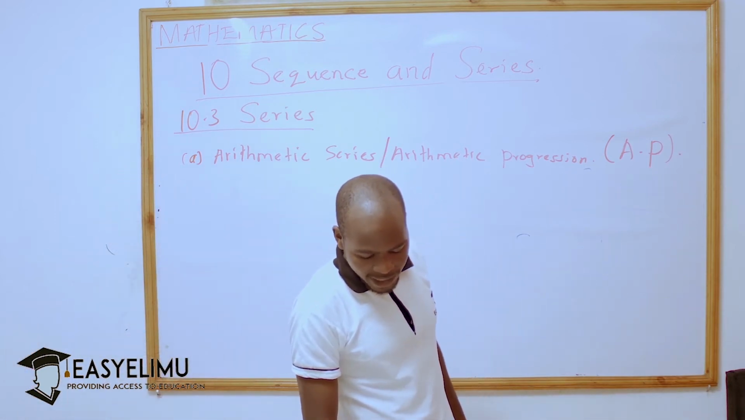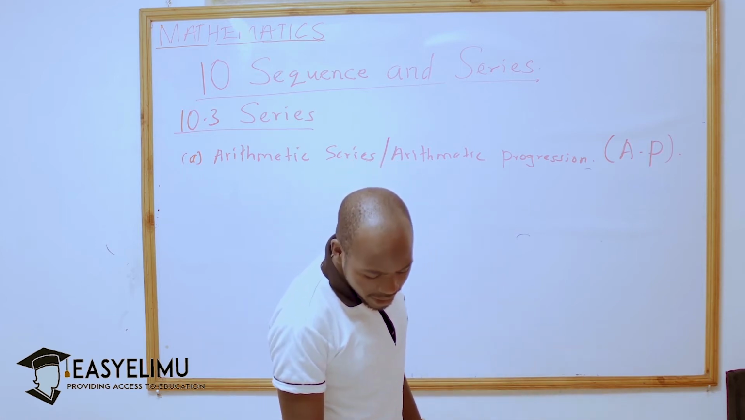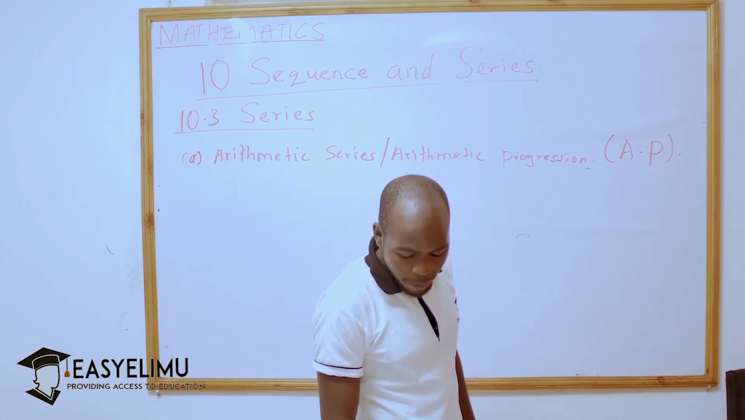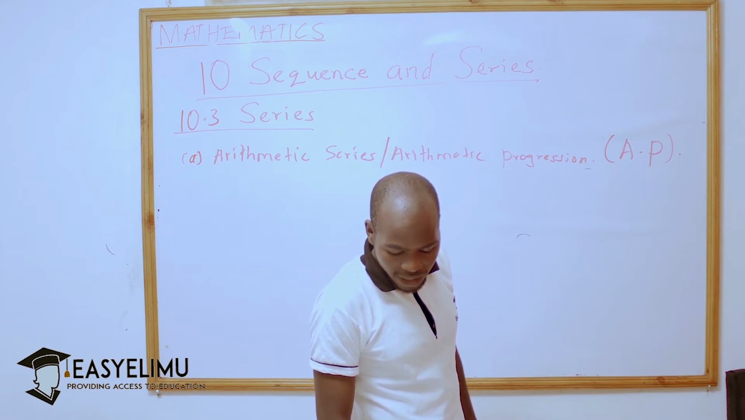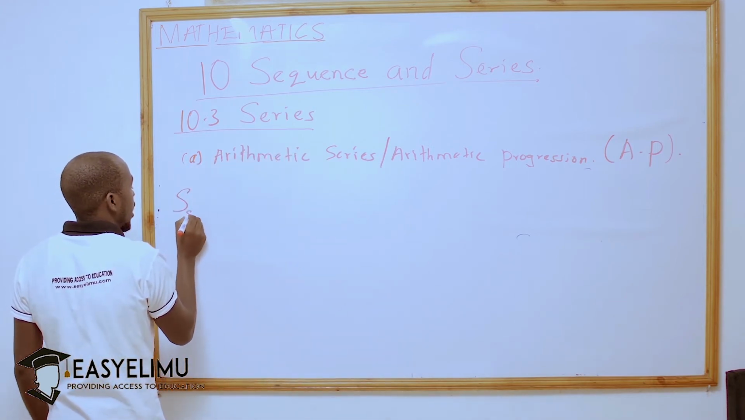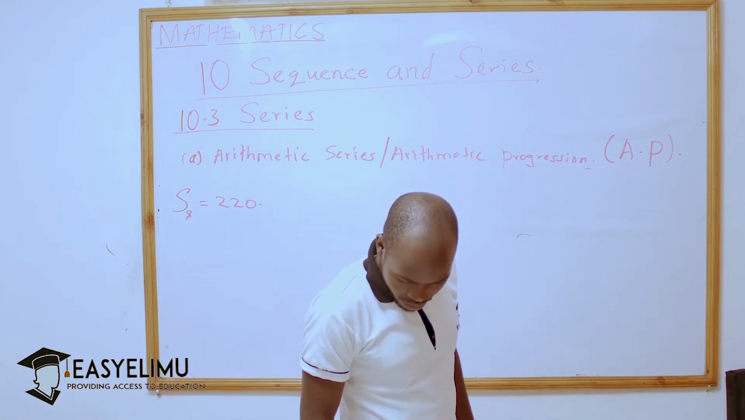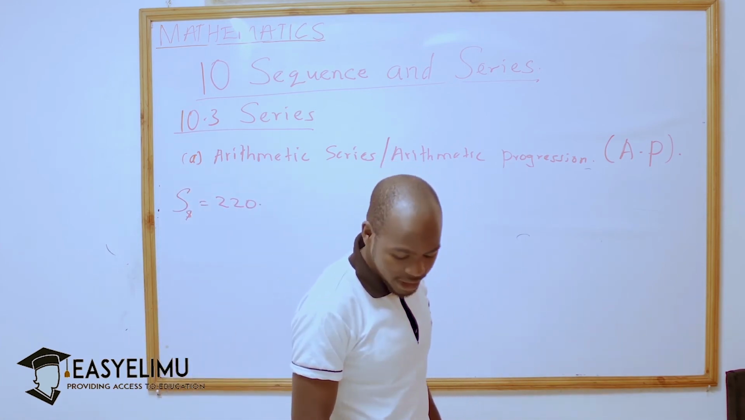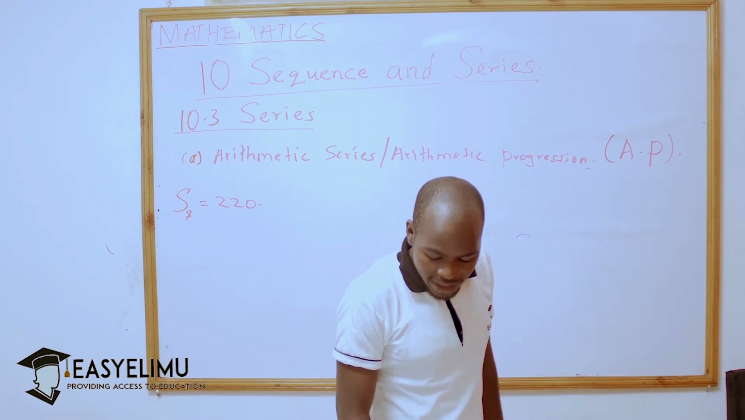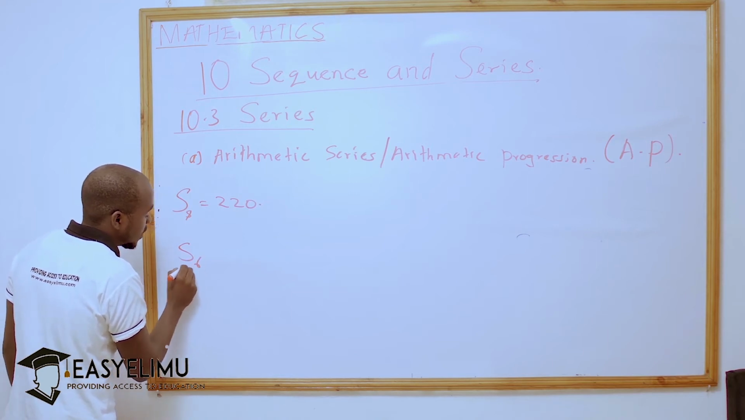The sum of the first 8 terms of an arithmetic progression, AP, is 220. If the third term is 17, find the sum of the first 6 terms. So we have been told that S8 is 220. And now we are being issued with the third term, 17. We need to find the sum of the first 6 terms.